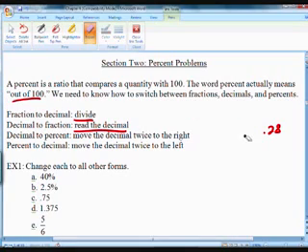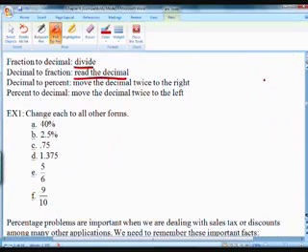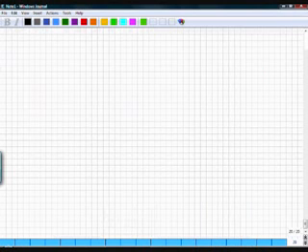So let's go through. The next set of problems says change each to all other forms. 40%, the first one. 40% is in what form? Obviously, percent form. We want to change it to a fraction and to a decimal. Let's change it to the easy one first. What would be the easiest one? Decimal. Well, fraction's pretty easy too because I told you what percent means. Let's change it to a decimal first.